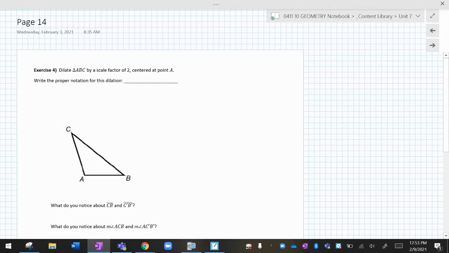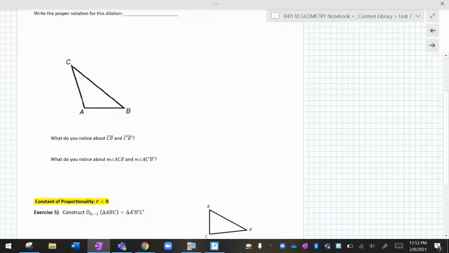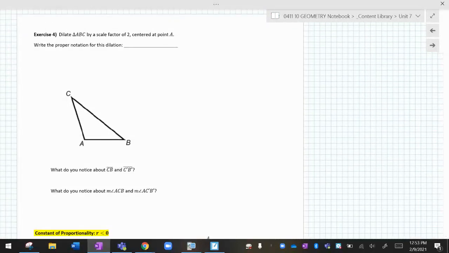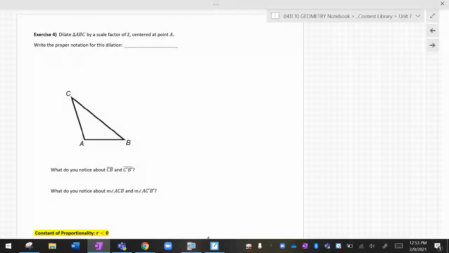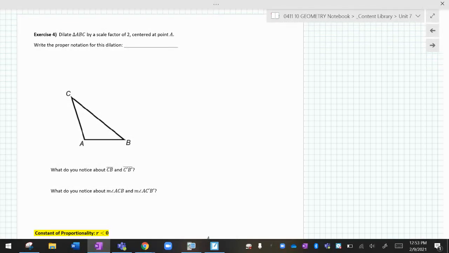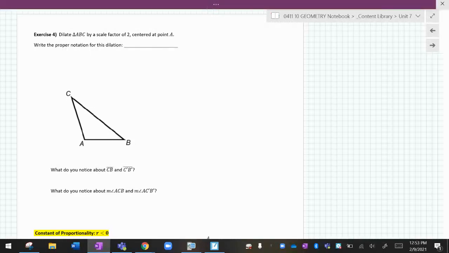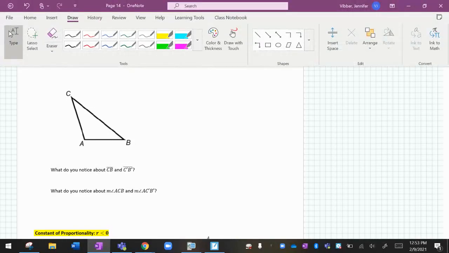All right. Now we've got dilate this by a scale factor of 2 centered at A. Write the proper notation for the dilation. Okay, I got a lot of stuff going on here. So I'm going to grab this one and put it on my other page.